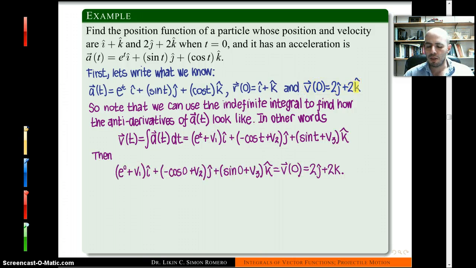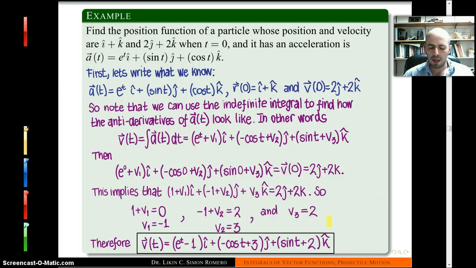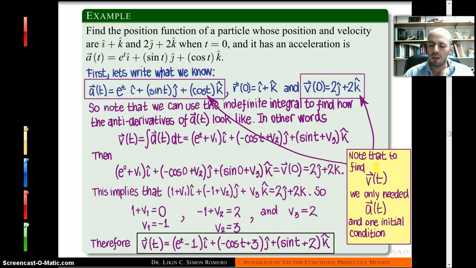How do we do that? Well, we put the two pieces of information together. We know that b of t has to be of this form, but we know on the other hand that b of 0 is equal to this vector. So this vector has to be equal to the result when we plug in 0 as t. Then we just set the components equal to each other, and we end up with b1 equal to -1, b2 equal to 3, and b3 equal to 2. So finally we found b1, b2, and b3, and that gave us the velocity vector. Note that to find b of t, we only needed a of t and one initial condition.